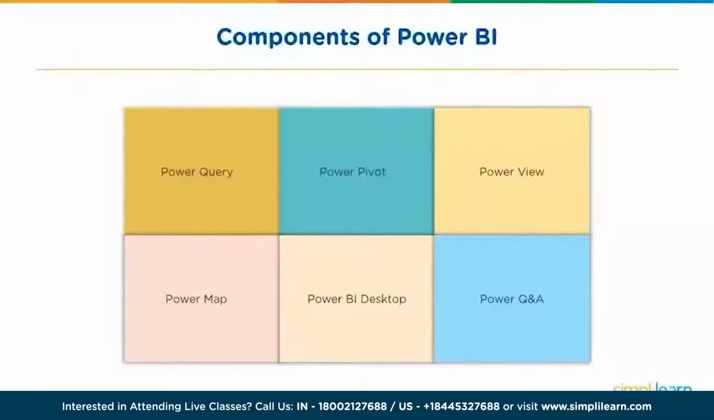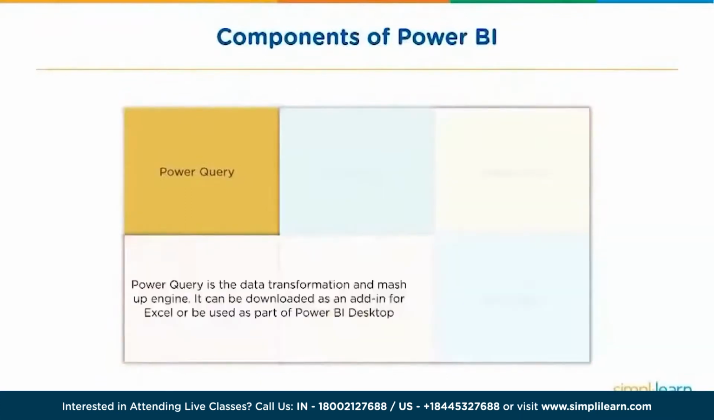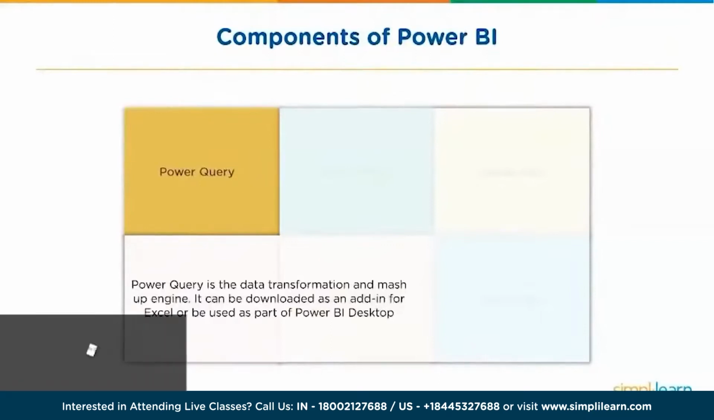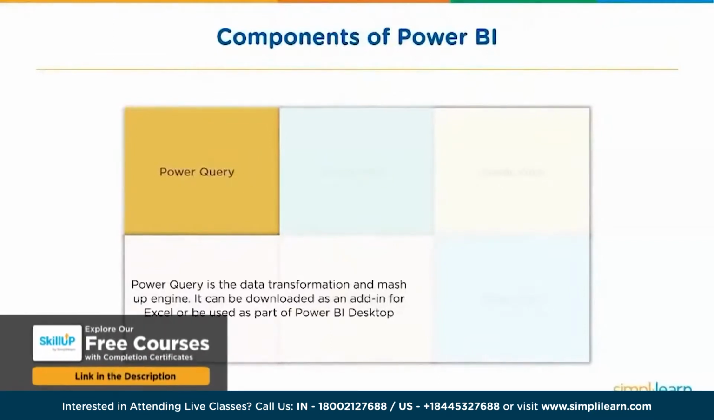As you can see, there are 6 major components of Power BI. Now let's discuss them one by one. First is Power Query. Power Query is the data transformation and mashup engine. It enables you to discover, connect, combine and refine data sources to meet your analysis need. It can be downloaded as an add-in for Excel or can be used as part of Power BI Desktop.